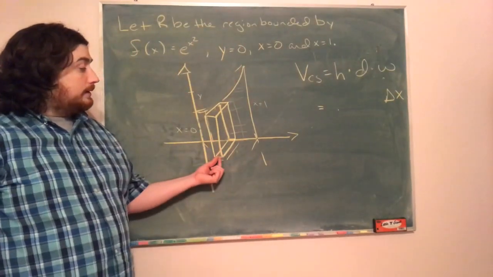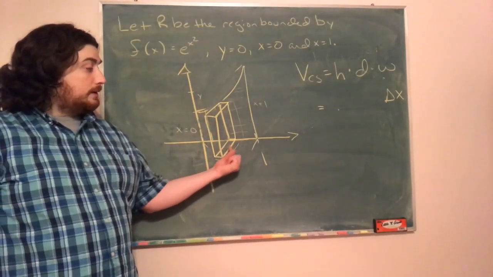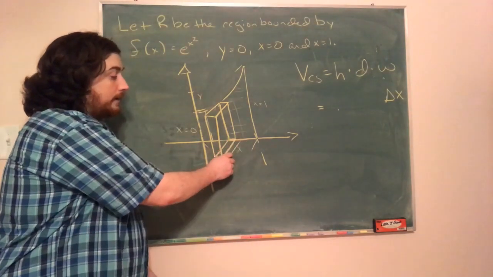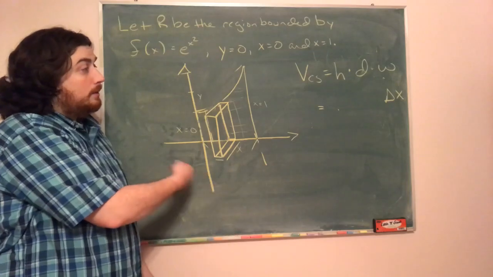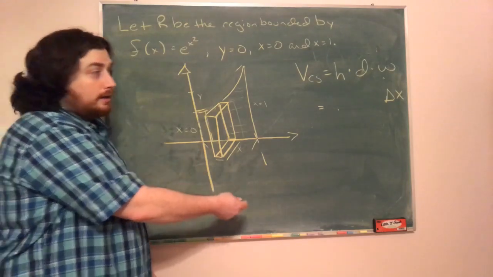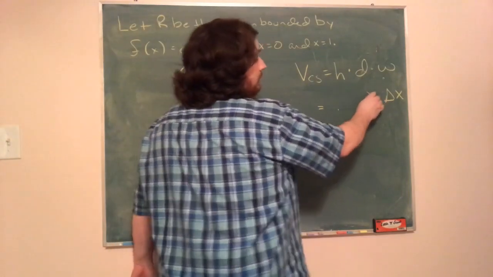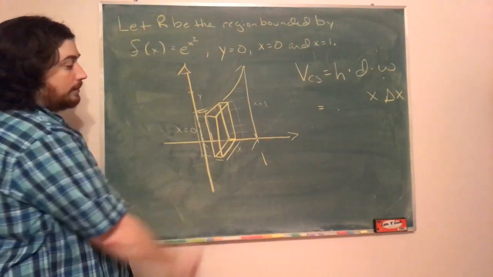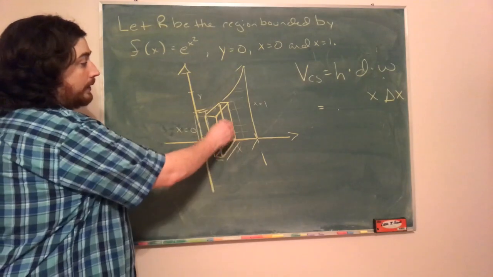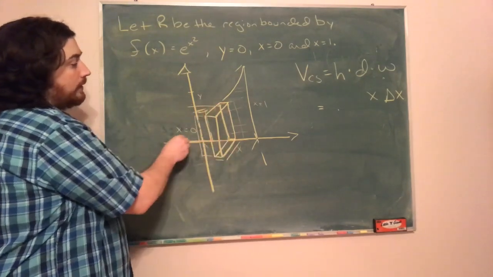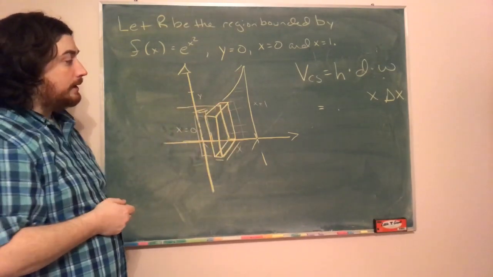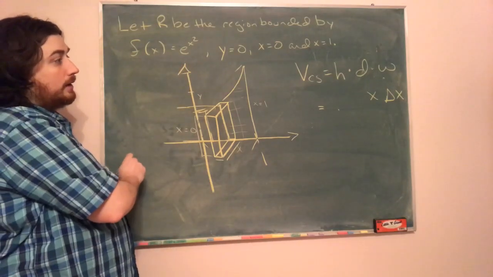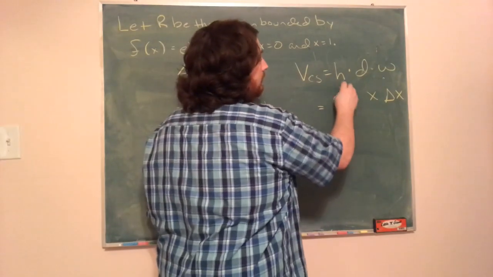Now the width is delta x, the depth we said is how much it's coming out. So if we're at the point x here, according to our problem, that's just going to be x, so our depth is x. Then our height is going to be that value there. And what we saw from the problem was that the height is given by y equals e to the x squared. So again, our height is e to the x squared.